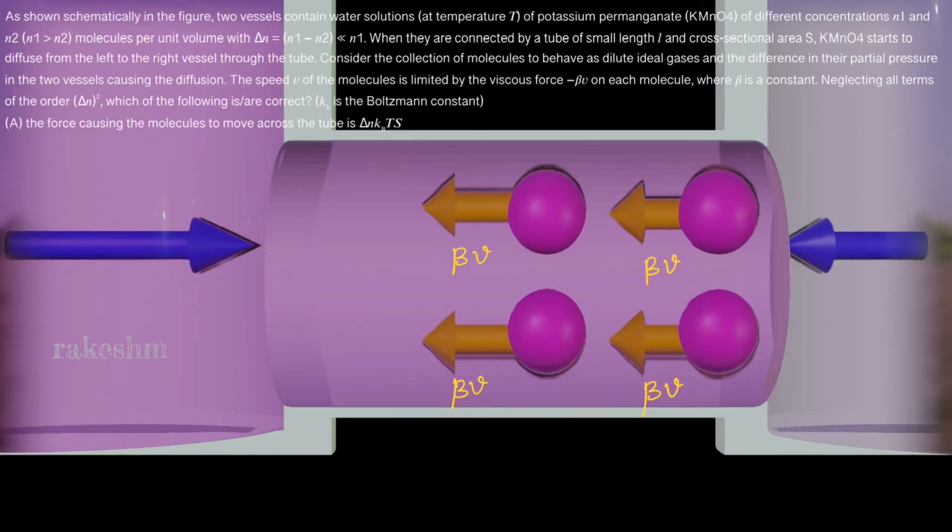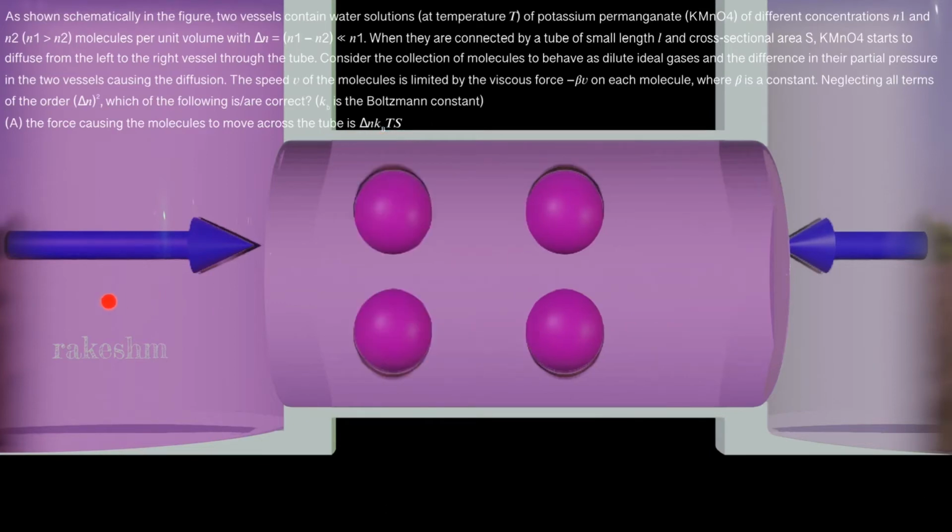So let us analyze the first option and see if it is right or wrong. The force causing the molecules to move across the tube is delta n Kb T into S. So we can say that this force here and this force here, the net of these two forces, which is unbalanced force, helps these to move towards right. So let us calculate each of these forces.